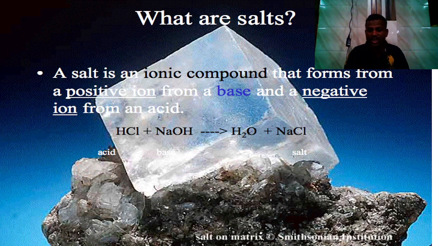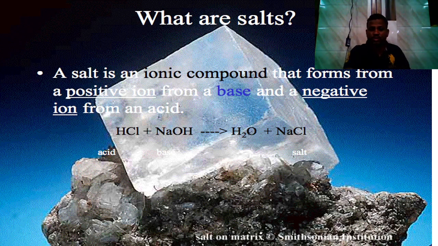Once again I repeat the equation and the definition. Carefully listen. The positive ion is taken from the base, that is Na. Na means sodium, which contains the positive ion, and the negative ion comes from the acid, that is HCl. Cl, chlorine, contains the negative ion. Then the formation is H2O, that is water, and NaCl, that is salt.